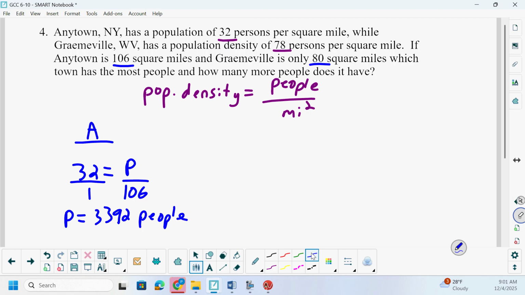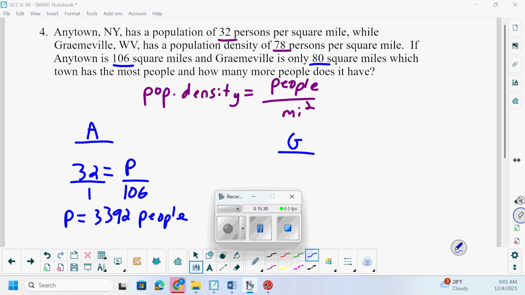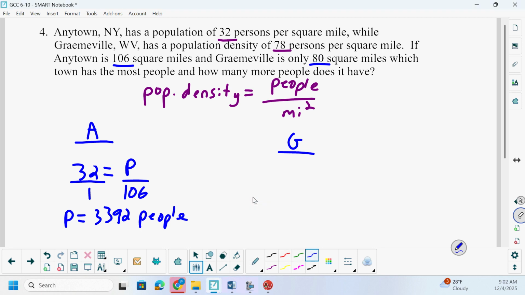We're going to pause the video for 2 minutes, and we're going to see if you can find the number of people in the other town. Our population density was 78. We don't know our population. We know the square miles is 80. So if we cross multiply, we should have gotten 6,240 people.